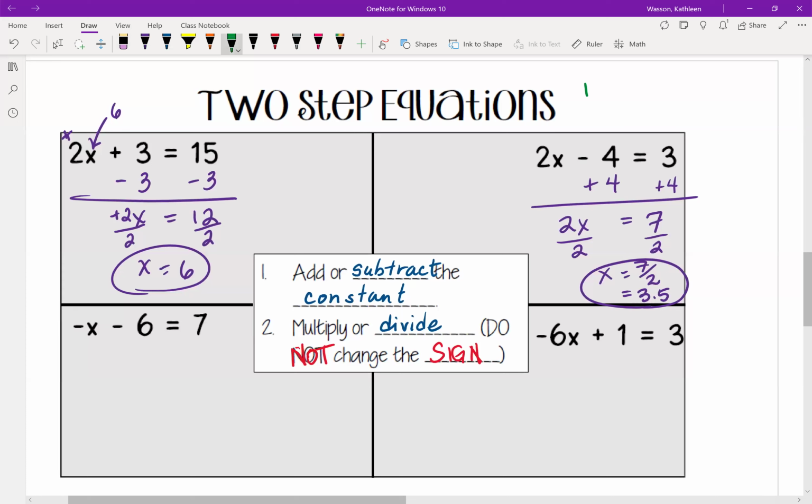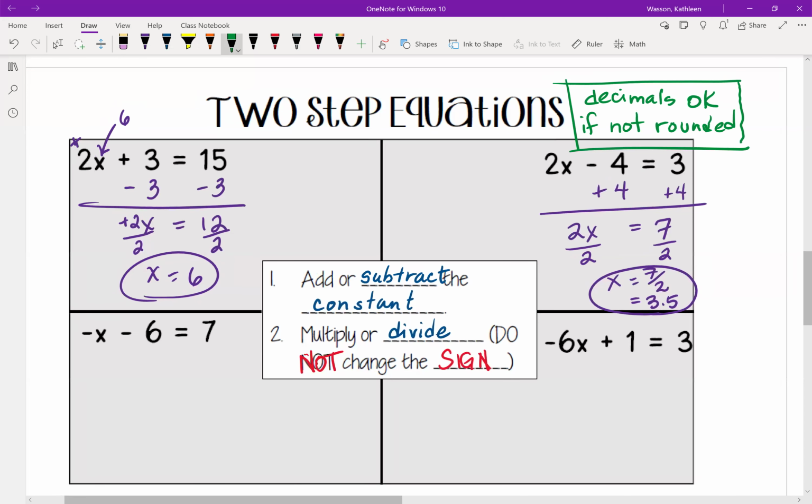How about this? Decimals, okay, if they're not rounded. So this is my rule. If they have to be rounded, then we would just keep the fraction.